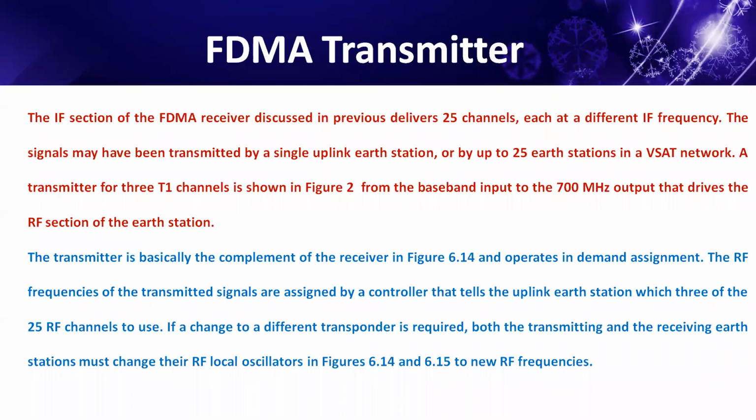Therefore, the RF frequencies of transmitted signals are assigned by a controller that tells the uplink earth station which of the 25 RF channels to use. So if a change to a different transponder is required, both the transmitting and receiving earth stations can change the local RF local oscillator frequencies to new frequencies.